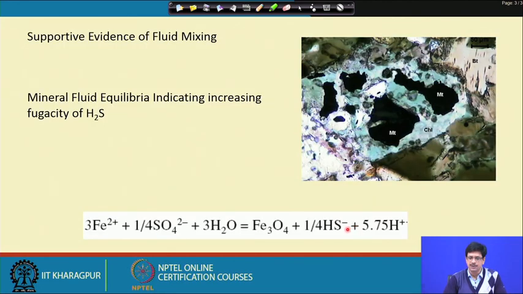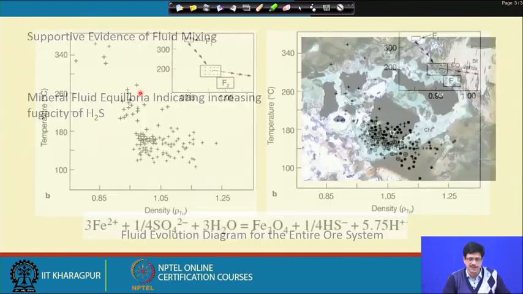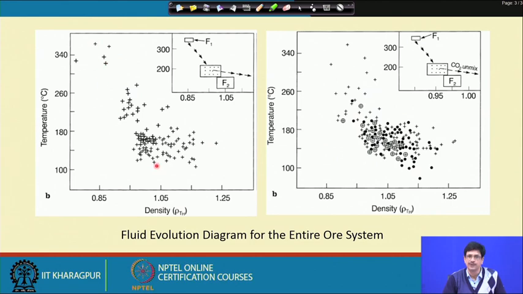Now, as I told, this fluid evolution diagram, whatever we visualize, has to be corroborated from other independent considerations also. If it is corroborated, then the model is more trustworthy, and if it is not, then it will always be subjected to some questions and needs to be clarified later. So, in the ore assemblage, what exactly are we visualizing? We are visualizing that there is mixing of two fluids.